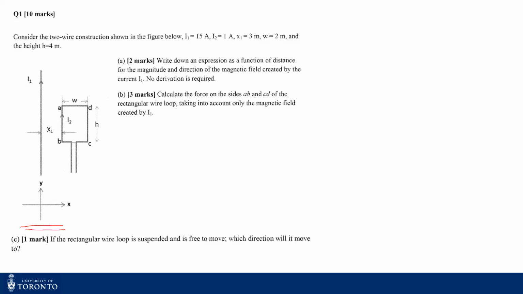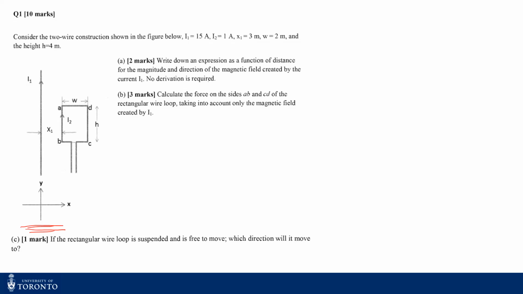That means I1 is flowing in the positive y direction, right? Because it's going upwards, and according to this x and y direction, it indicates that it's going in the positive y direction. The current values are given, and the dimension of the loop is given. The width is 2 meters, the distance between the wire and the loop is 3 meters, and the height of the loop is 4 meters.